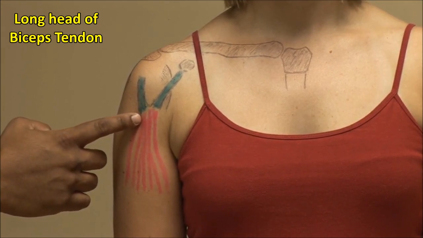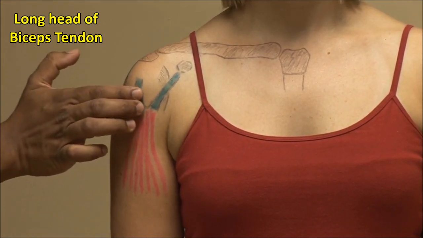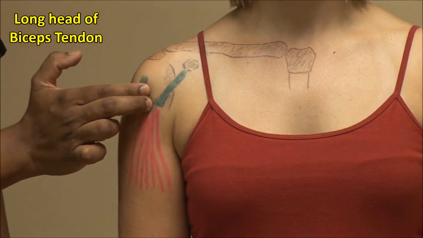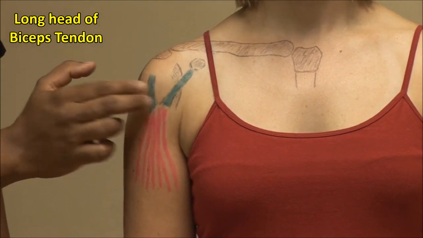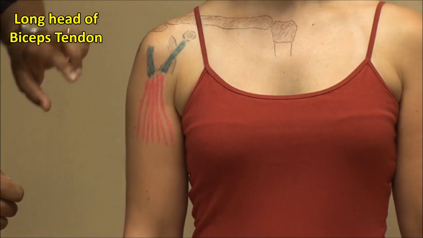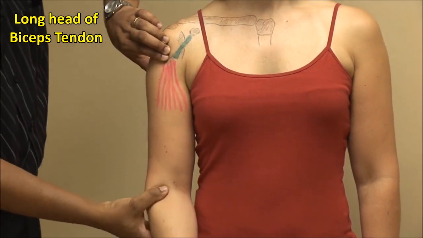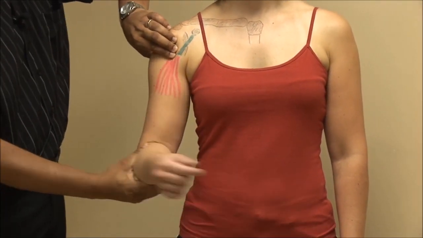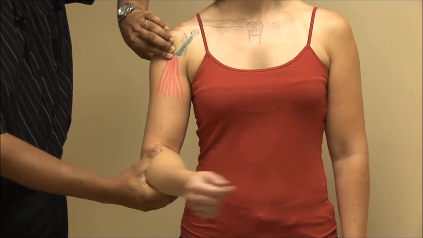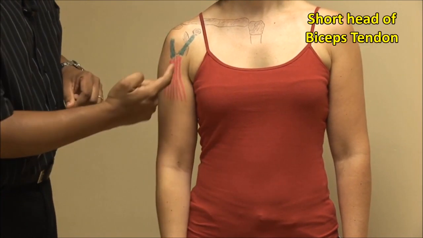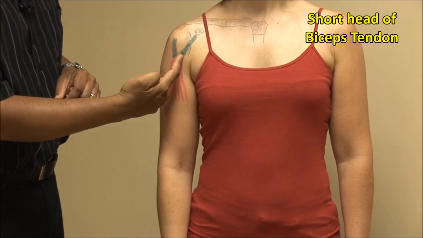Tenderness here suggests bicipital tendinitis. The tendon will be felt as a cord on the anterior aspect of the shoulder. If you have difficulty locating it, place your fingers on the anterior aspect of the shoulder while rotating the arm, and the tendon should slip under your fingers. The short head of the biceps tendon is located just medial to this.